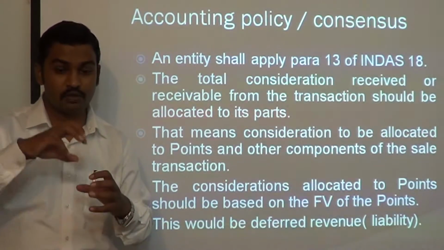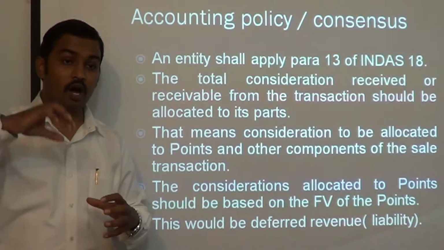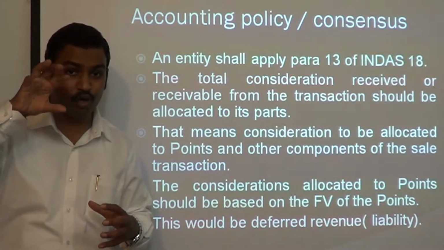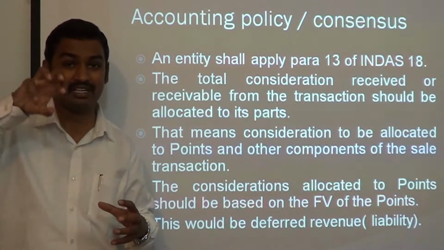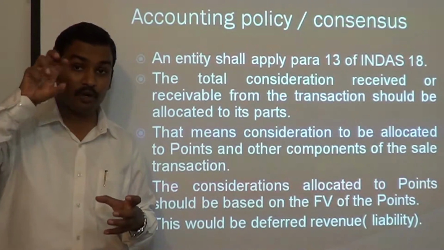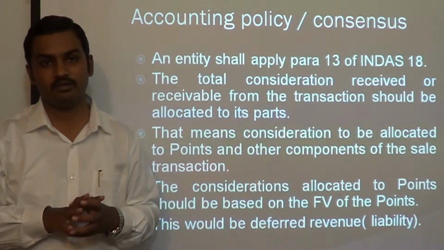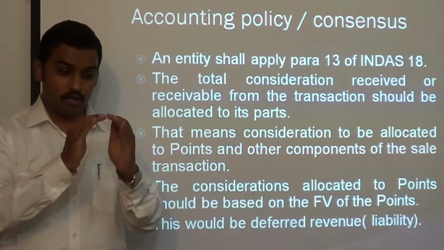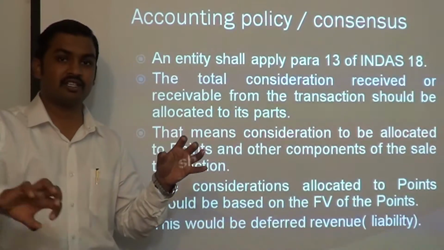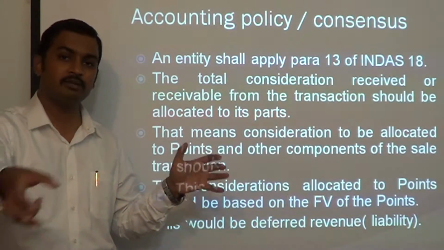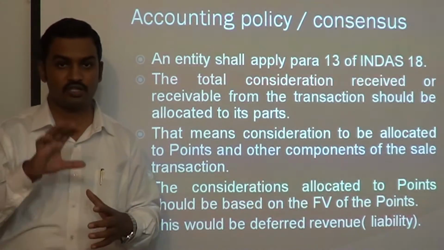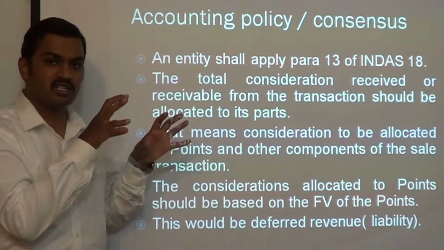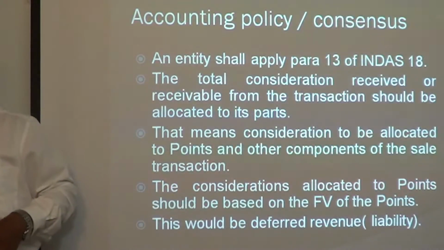So the allocation would depend upon the fair value of the points. How to determine fair value? It should be from the point of view of the customer. What can the customer get in exchange for this point? So from his point of view, you have to estimate the fair value. And based on fair value of the points, a portion of the revenue from the initial transaction has to be deferred. It has to be treated as deferred income and booked as revenue in the future. So this is the accounting policy suggested by this Appendix A.